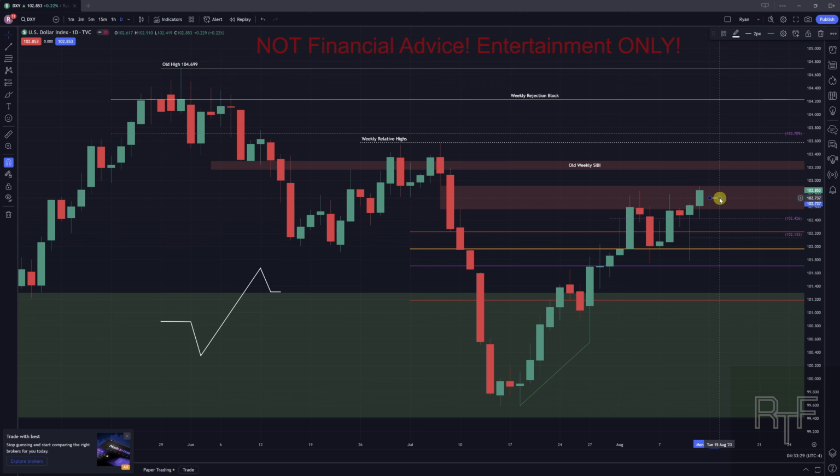Then Tuesday, we do have a high impact news. Let's say we bring it down to, let's just go to the top of the weekly SIBI. Remember these support points, it could be any one of these, so we just want to keep an eye out, but anticipate price dropping down to one of these support levels.